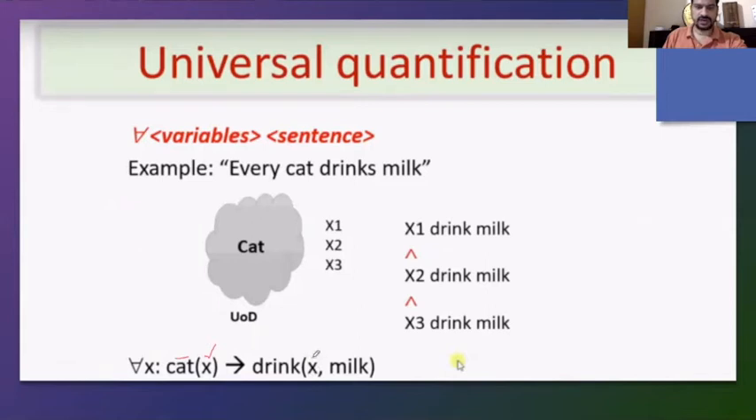So you have to read this sentence like x drinks milk. And what is x? X is a cat. So for every x that is a cat, x drinks milk. In that way you have to represent it. So we can say that every cat drinks milk. That could be represented by this universal quantifier in first order logic. So this is how you can represent it.